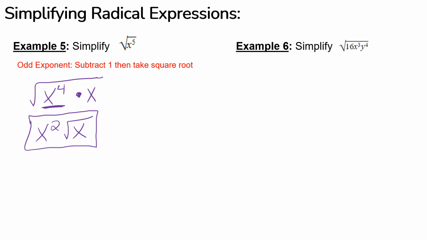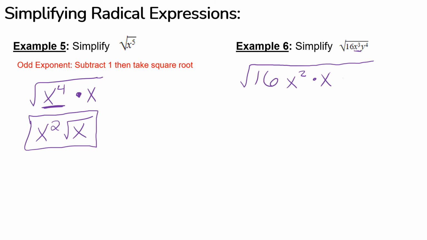All right, now let's take a look at the second one here. We have 16, x to the 3rd, y to the 4th, all underneath a radical. Let's rewrite it and break up this odd exponent. I'm going to bring down my 16. I could rewrite that x to the 3rd as x to the 2nd times x to the 1st, same thing I did with example 5. So I subtract 1 from my exponent and write another base with the exponent of 1.